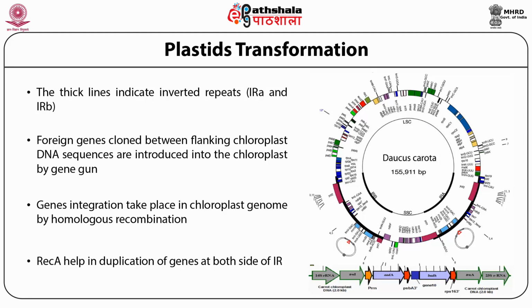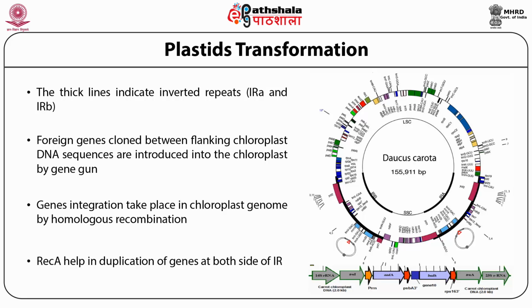You see that this is the typical chloroplast genome of carrot, which is Daucus carota. Here you can see there are two thick black lines shown, inverted repeat A and inverted repeat B.